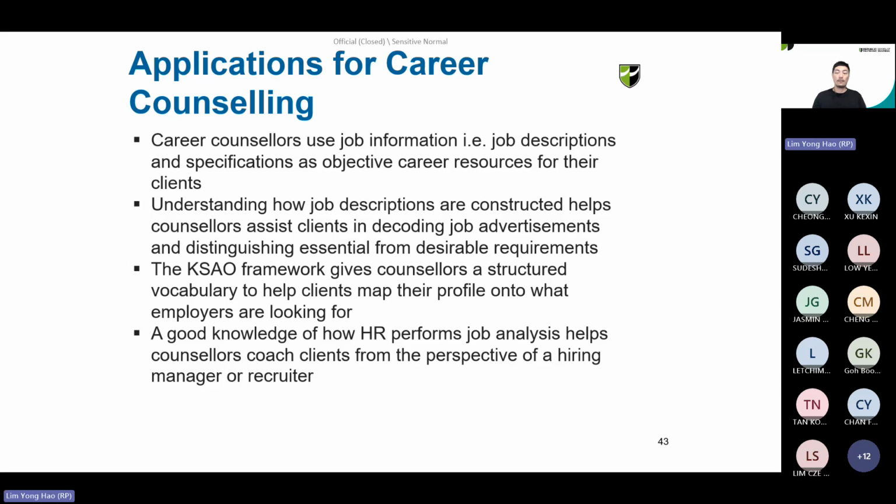So understanding the process definitely helps you see how the organization is looking at this, right? The KSAO framework really just gives you a common vocabulary among yourself, the recruiters, and your client, rather than relying on more layman words to describe some of these things that we are looking at.